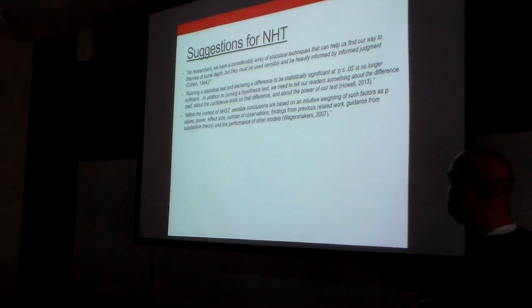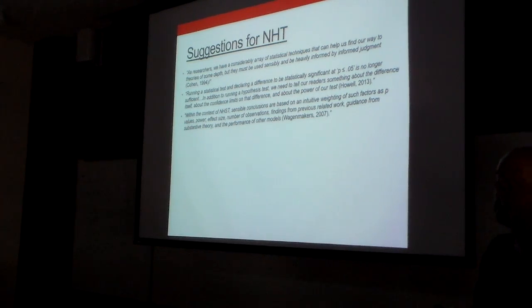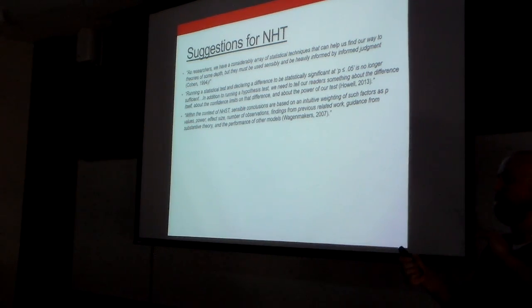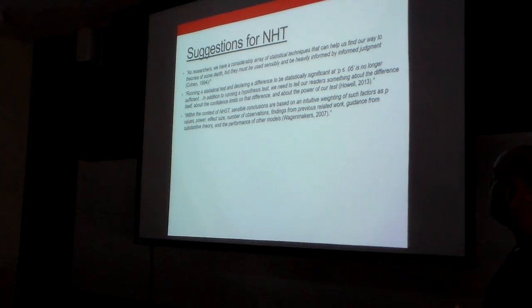Howell was saying that running a statistical test and declaring a difference statistically significant at p less than 0.05 is no longer sufficient. In addition to running hypothesis tests, we need to tell readers something about the difference itself, about the confidence limits on that difference, and about the power of our tests, right? If I'm saying, well, I didn't find a difference between group A and group B, and group A has 10 people and group B has 12 people, I haven't said much about anything, right? Because I didn't have enough power to say anything. I should probably make a note of that as I'm talking with people, right?